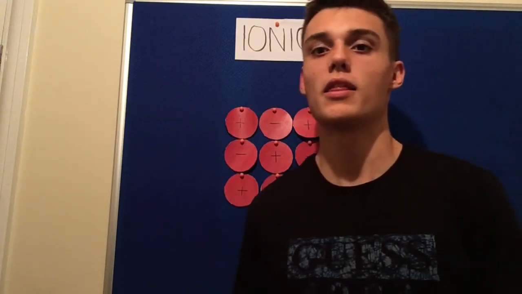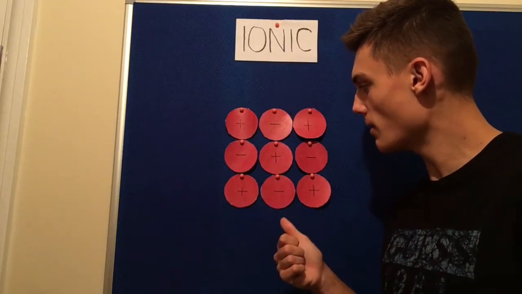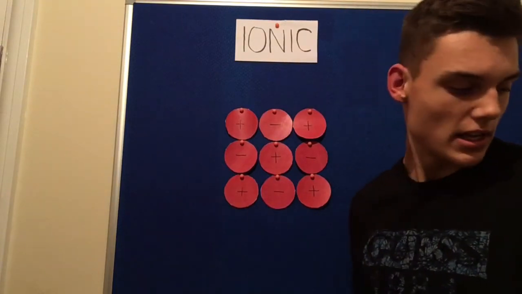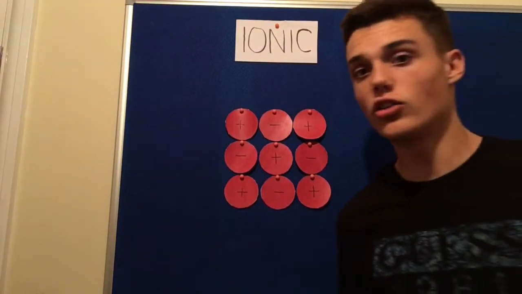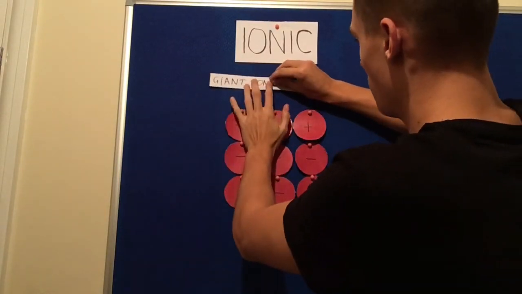Okay, so this is ionic bonding. This is a shape or a structure. It's known as a giant ionic lattice. So we'll put that there.